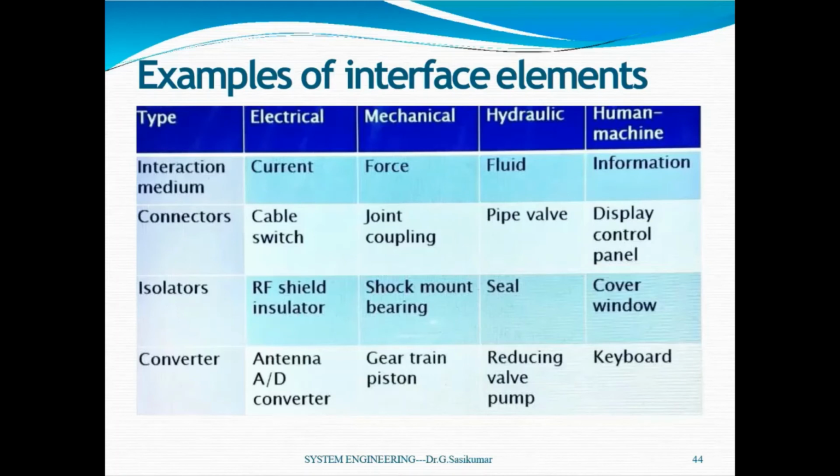And in hydraulics, a reducing ball pump, and in human-machine it is the keyboard. The keyboard converts your input in binary form to a human-machine readable format. That's why it is called a converter. This is a very good example for interface elements: how an interface has different activities in different streams. Same connector, isolator, converter, but they have different roles in different streams.